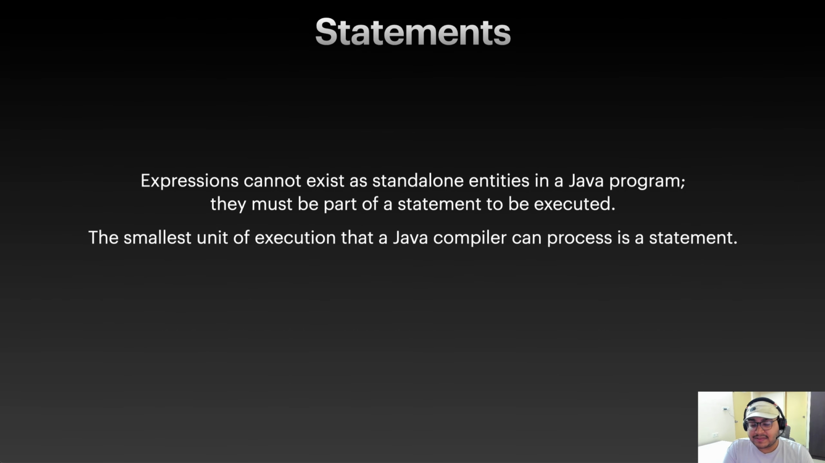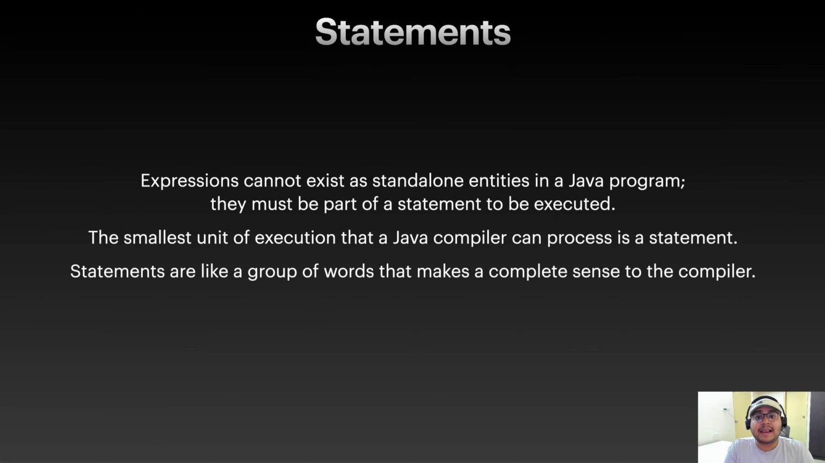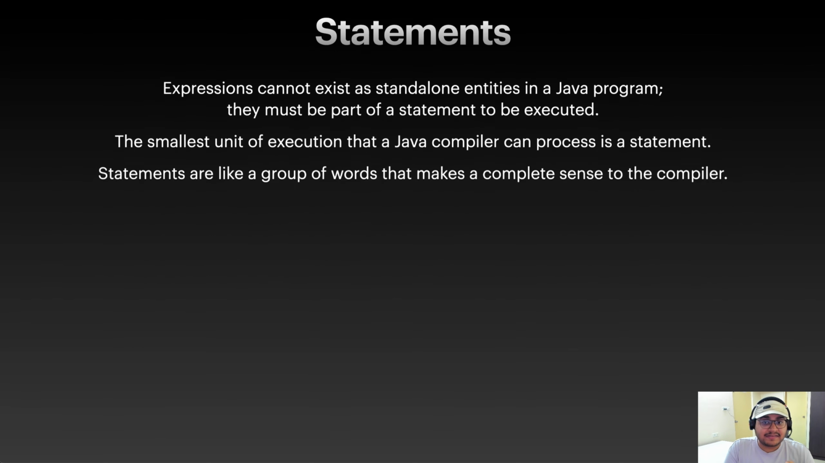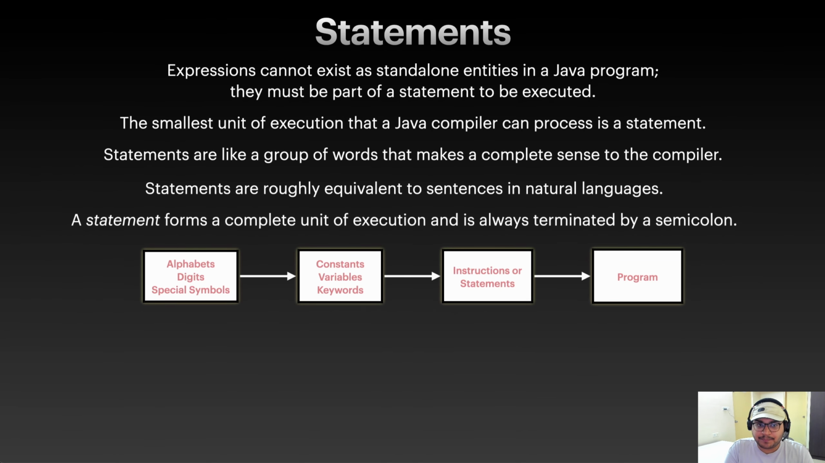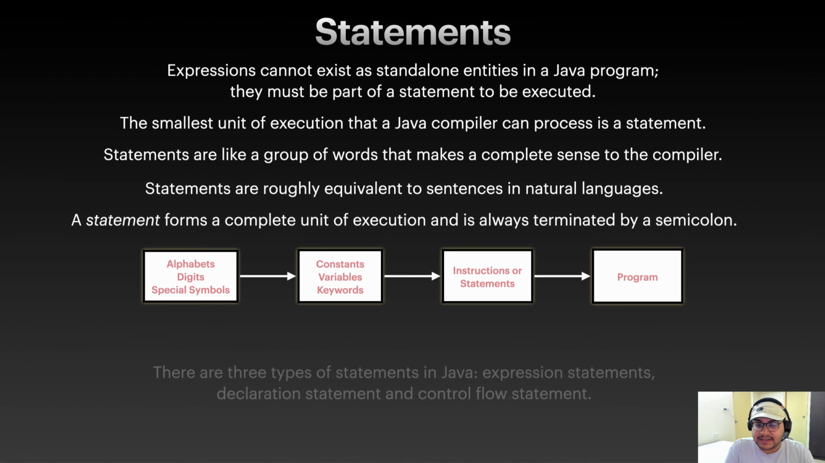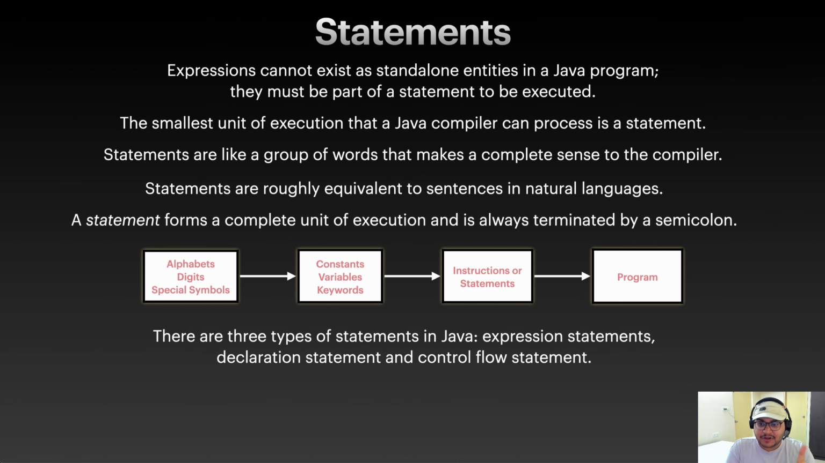The smallest unit of execution that a Java compiler can process is a statement. Statements are like a group of words that make complete sense to the compiler. Statements are roughly equivalent to sentences in the English language. A statement forms a complete unit of execution and is always terminated at the end by a semicolon. Remember that. There exist three different statements in Java: expression statement, declaration statement, and control flow statement.